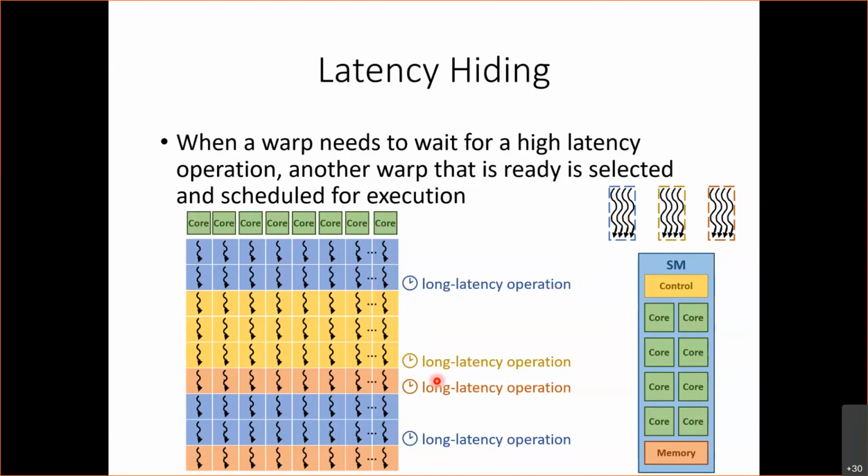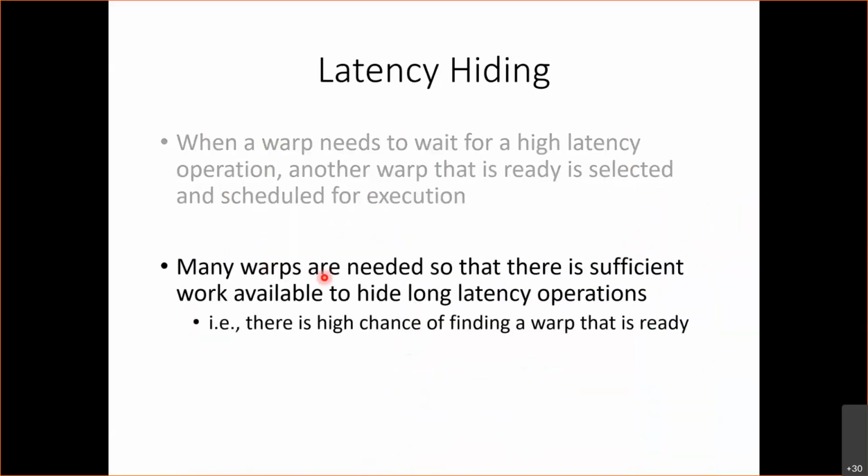So to maximize the probability that I will find a warp that is ready to execute when a previous warp encounters a long latency operation, I want to have many more warps than I have cores. Sorry, I want to have many more warps than the number of warps that I can execute at the same time. Or in other words, I want to have many more threads assigned to the SM than the threads that I can execute at the same time. So many warps are needed so that there is sufficient work available to hide long latency operations. In other words, there's a high chance of finding a warp that is ready to execute.